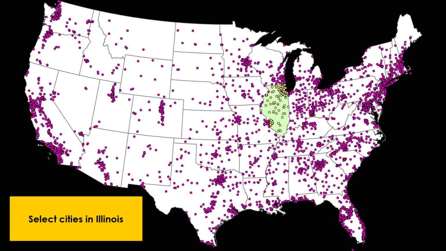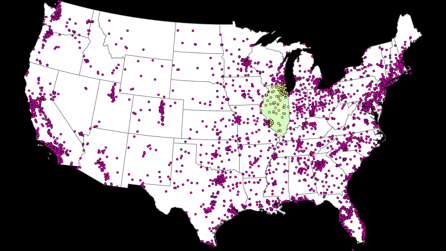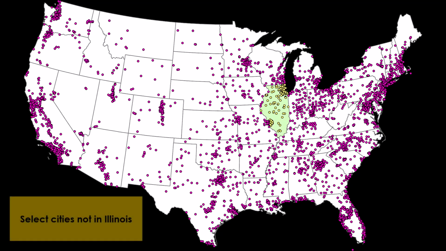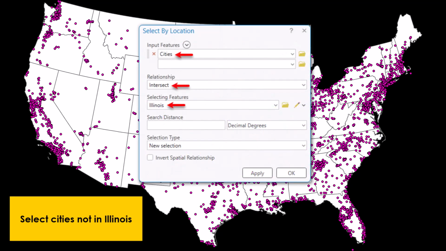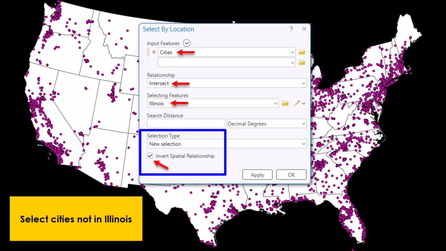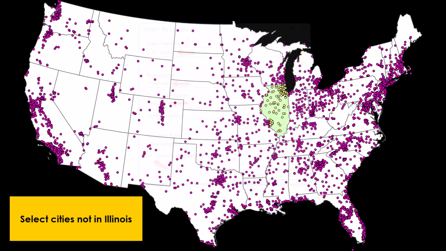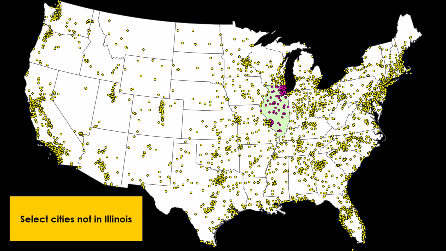If we want, we can invert this selection by saying we don't want the Illinois cities, we want all the cities that are outside of Illinois. If we do this, we can use the same tool, select by location where cities intersect Illinois, but then we invert it, meaning that we are not selecting Illinois cities, but all other cities. And this map is our result.